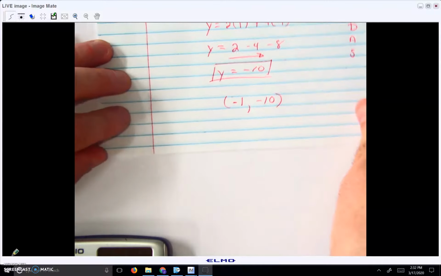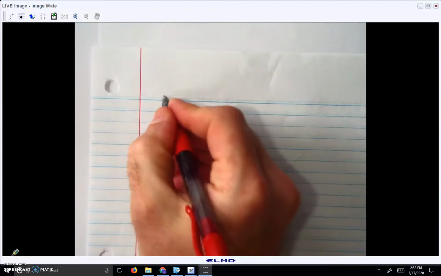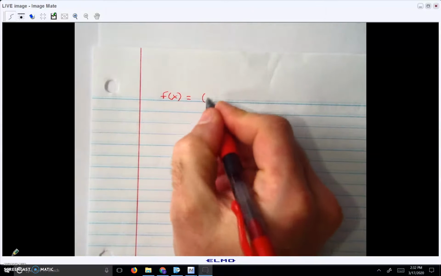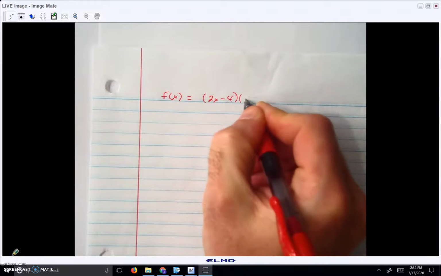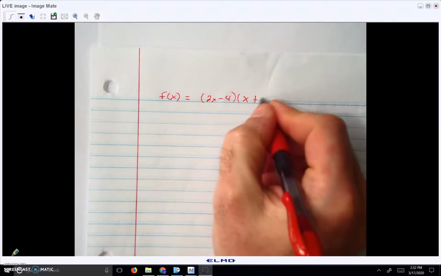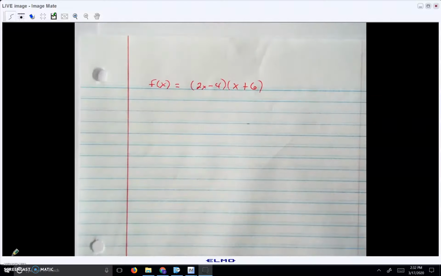Next, let's take a look at one in factored form. In factored form, if I gave you f of x equals 2x minus 4 times x plus 6, I can't plug into the axis of symmetry formula, and I also cannot plug it into the calculator. So what I have to do is change that into standard form.